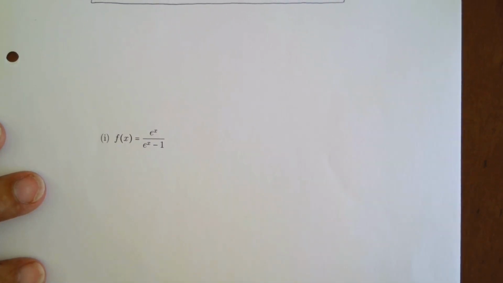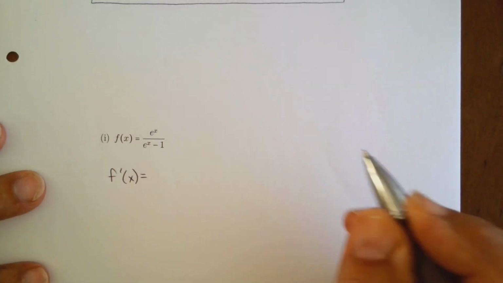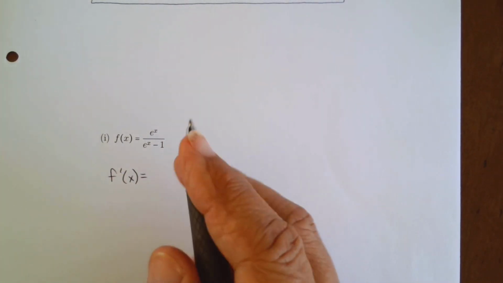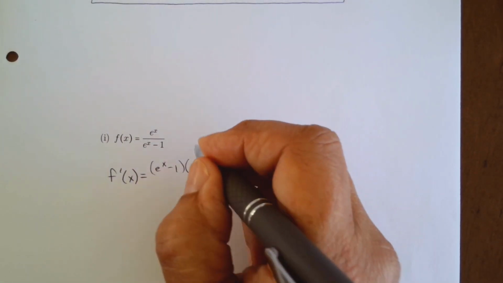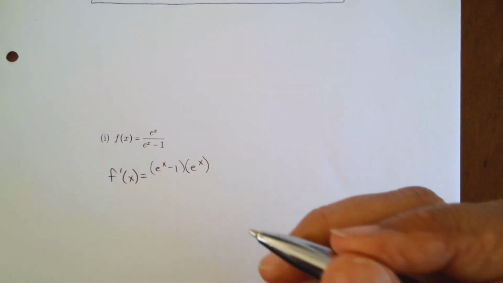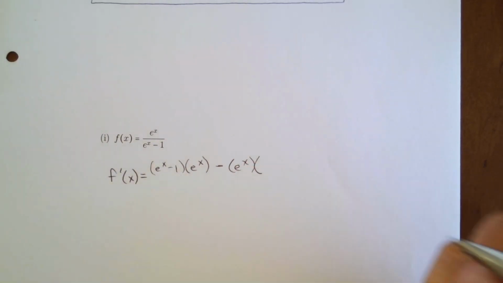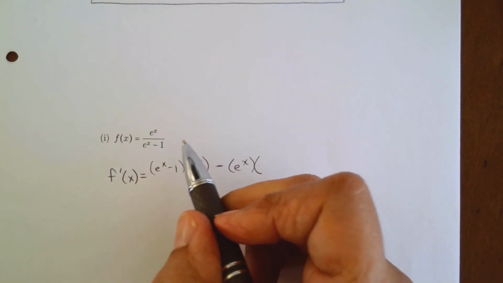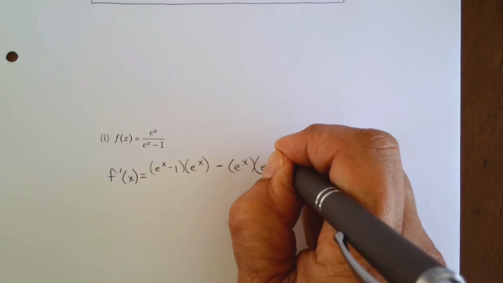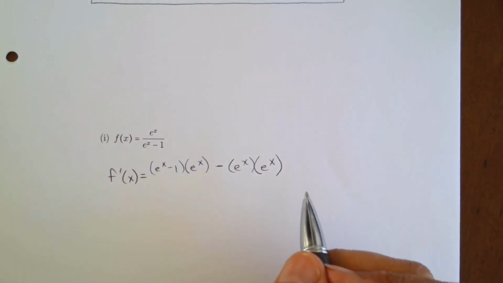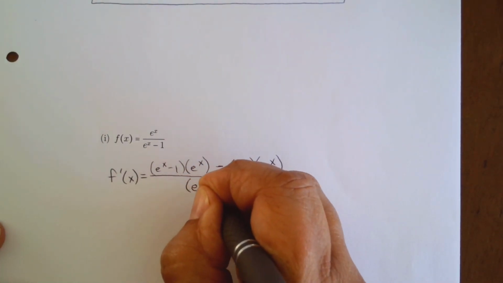This would be a quotient rule, right? We got a division problem. So let's see how that works. Quotient rule is we're going to start with the bottom function, times the derivative of the top function. Derivative of e to the x is just e to the x, minus the top function, e to the x, times the derivative of the bottom. Well, what is the derivative of e to the x? E to the x. And the derivative of negative 1 is just 0. So there's your derivative of the bottom. And then we have to take the bottom squared.